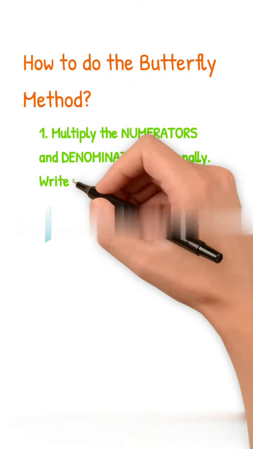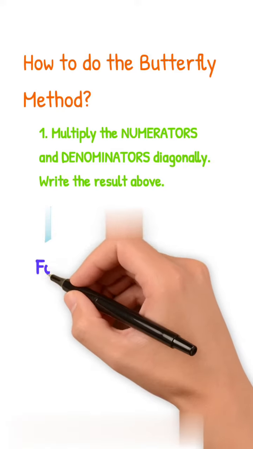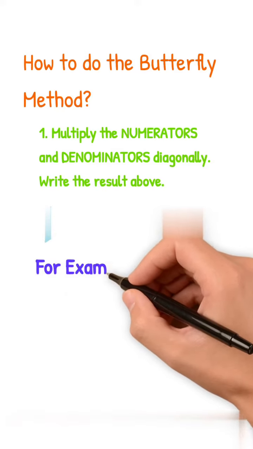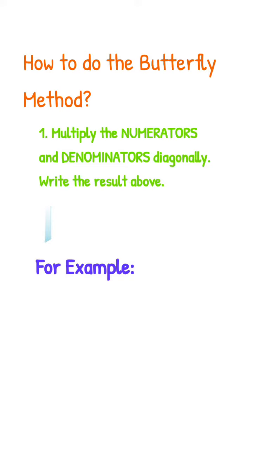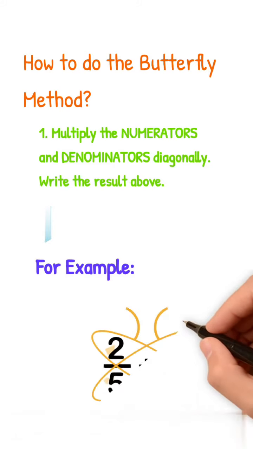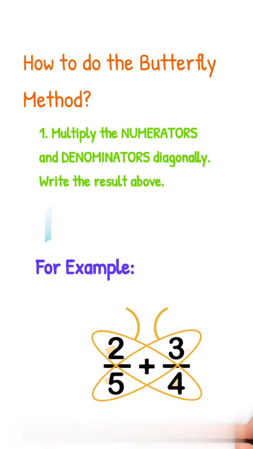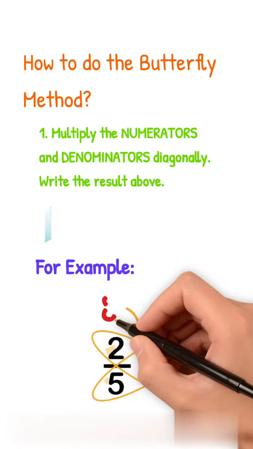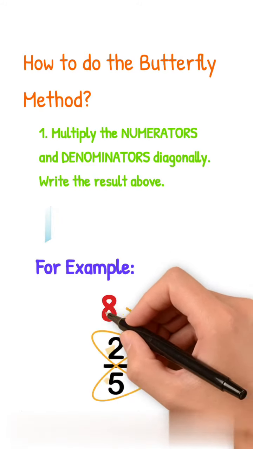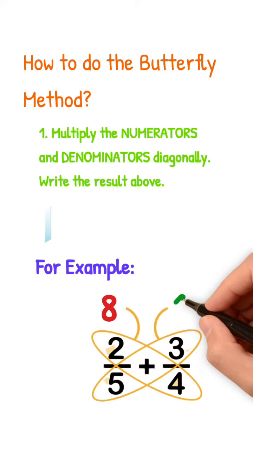First, multiply the numerators and denominators diagonally. Write the result above. For example, we have 2/5 plus 3/4. Multiplying the numerators and denominators, we will obtain 8 for the first fraction and then 15 for the second fraction.